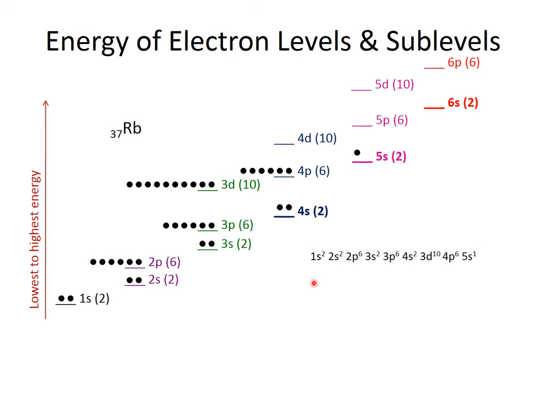And then when I'm finished doing that, I can just write it down. I start by looking at what I have. 1s has 2 in it, 1s2. The 2s orbital has 2 in it, 2s2. The 2p orbital has 6 in it. The 3s orbital has 2 in it. The 3p orbital has 6 in it. Then comes the 4s orbital with 2 in it. 3d has 10. 4p has 6. 5s has 1. And I can get my electron configuration by using this diagram.